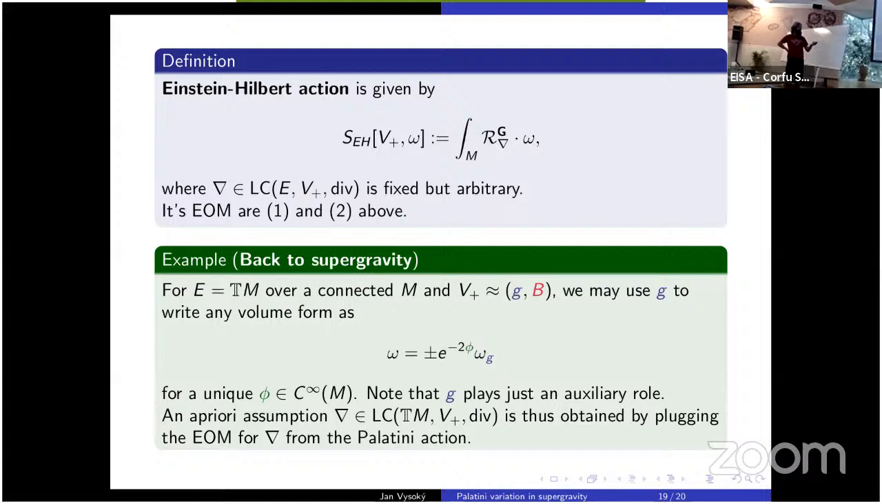This G here plays an auxiliary role. It's not important that it comes from this one. So you can choose, in principle, G coming from any other G, but why not this one? And the a priori assumption we made is just plugging this equation of motion into the Palatini action. And then you can calculate everything and you really end up with the supergravity action. So for this particle geometrical setting, this Einstein-Hilbert action is the supergravity action I started with, if you write everything using G, B, and phi.